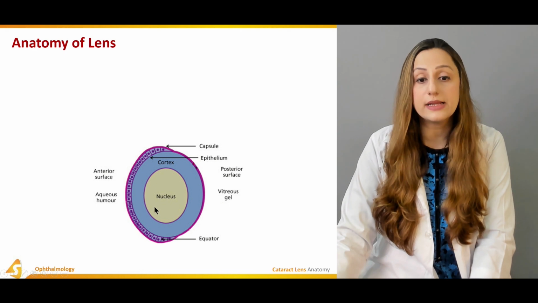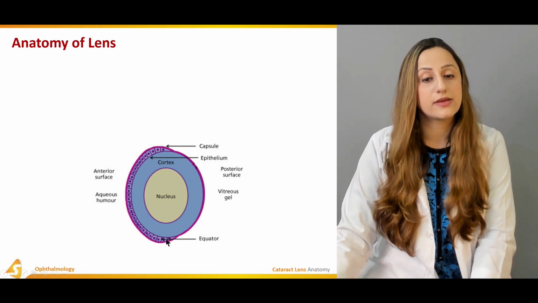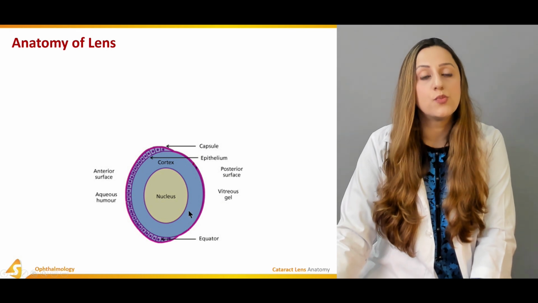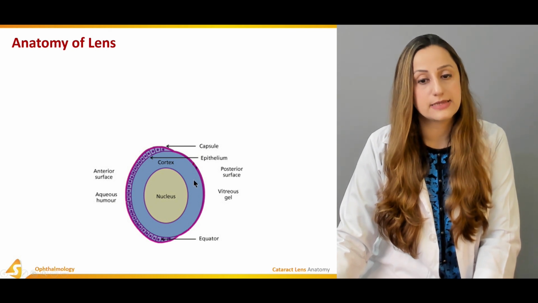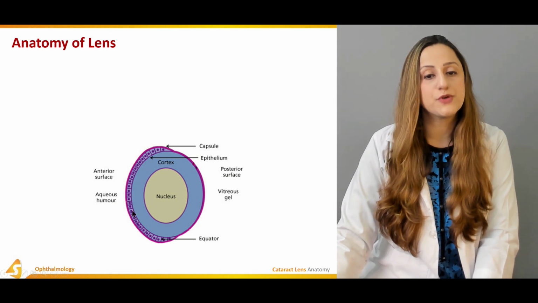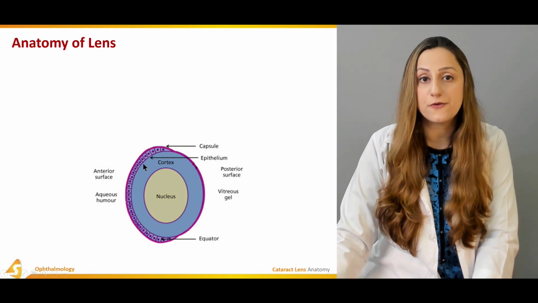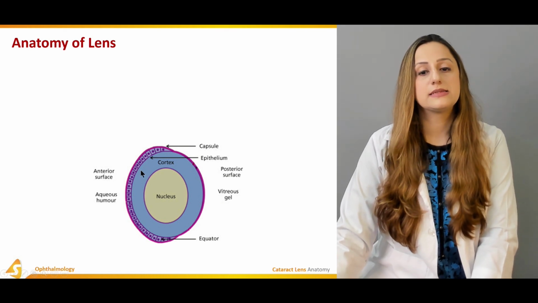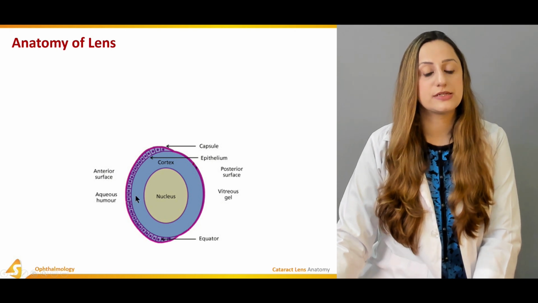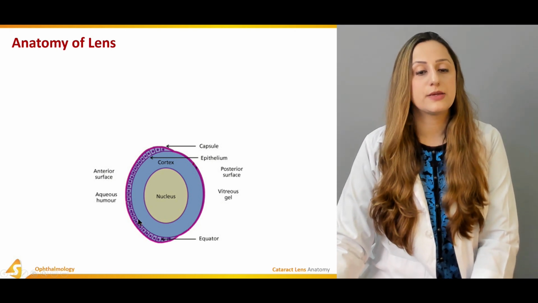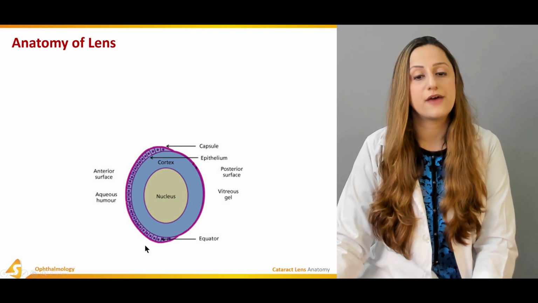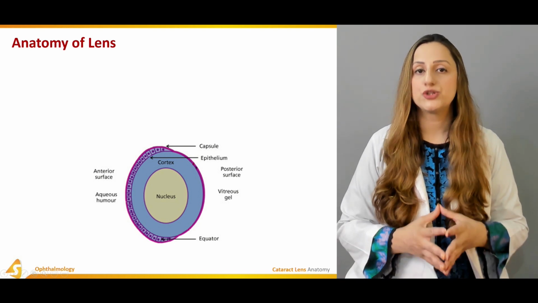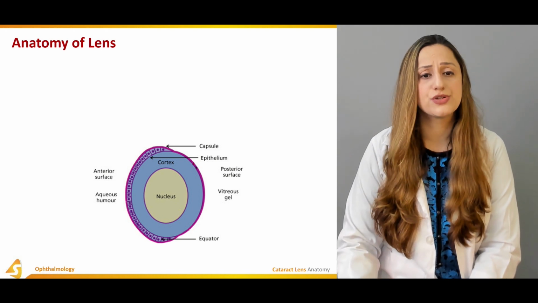And when we say the cortical cataract, we're talking about this area that is situated more peripherally, and we're talking about the opacification of the lens in this area. So we have a nucleus, we have a cortex, we have a protective covering, which is basically the epithelium. This is the posterior surface, and then we have the anterior surface. The aqueous humor is present in close relation to the anterior surface, and then we have the equator of the lens, that is basically the midline that is passing through the structure of the lens.